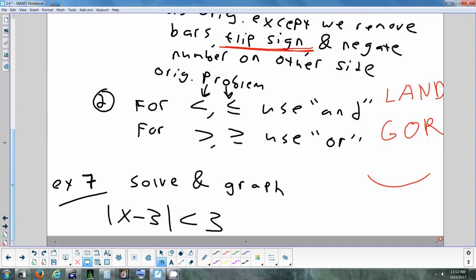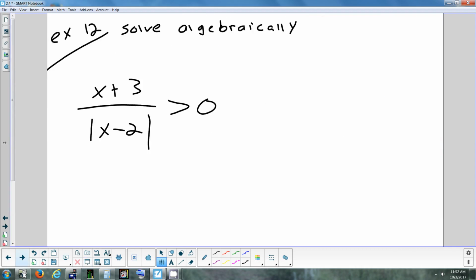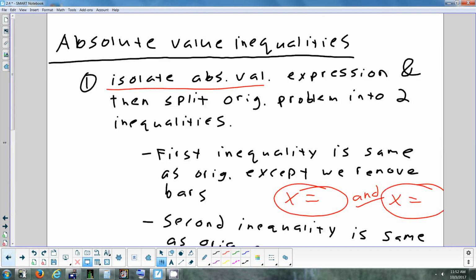Okay, so we'll try one absolute value by hand. Then I'm going to skip that one. We'll try one on the calculator, and that'll be it.